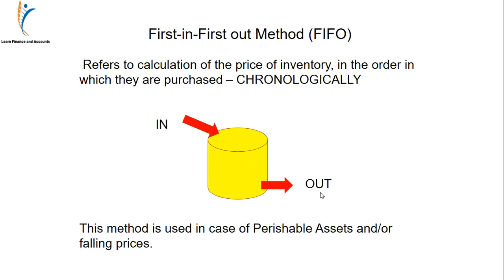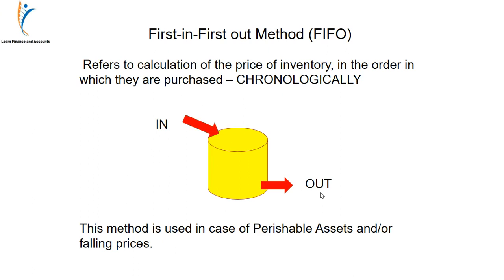So if inventory is put in lots, suppose they are put in lots of A, B, C, and D. Four lots are there. Then the first lot that we put in will be lot A, then B, then C, then D. And the first lot that is taken out will be A. So this method is the FIFO method. This method is used in case of perishable assets, and it is also used in case of falling prices.